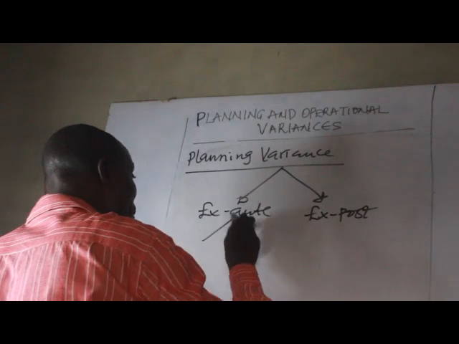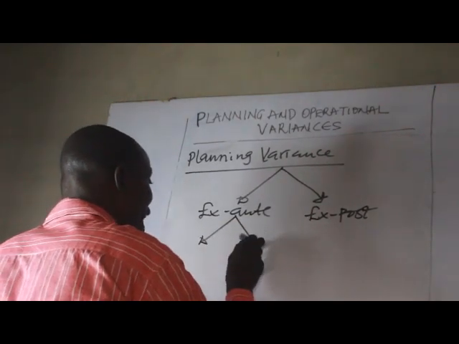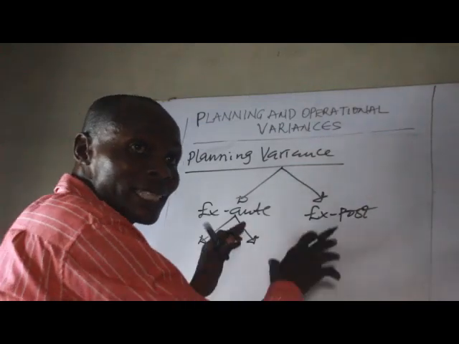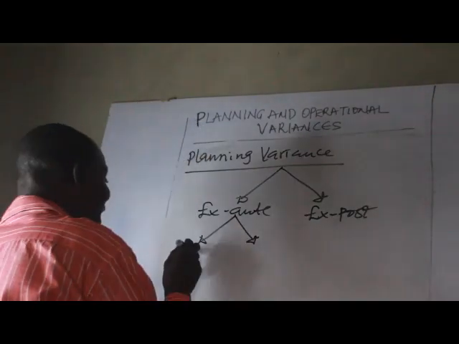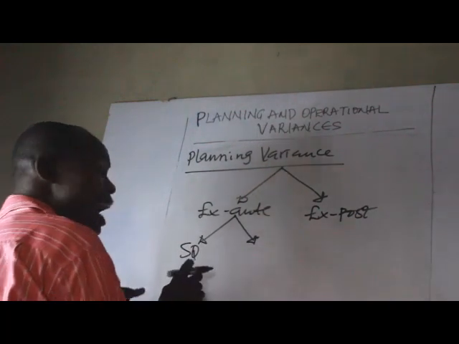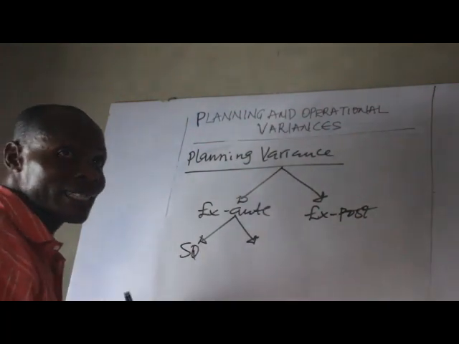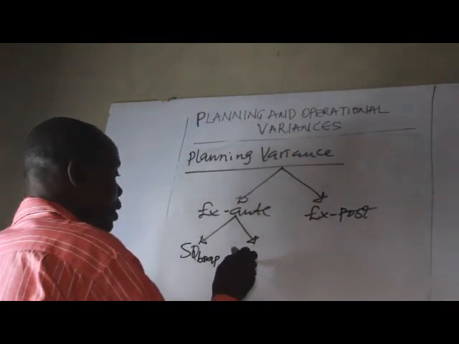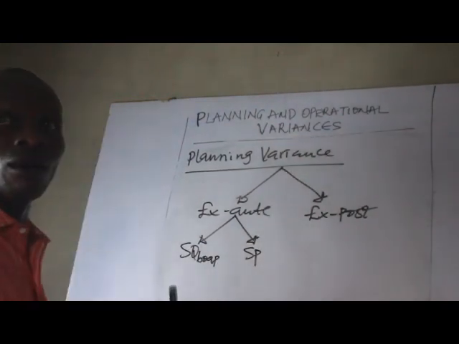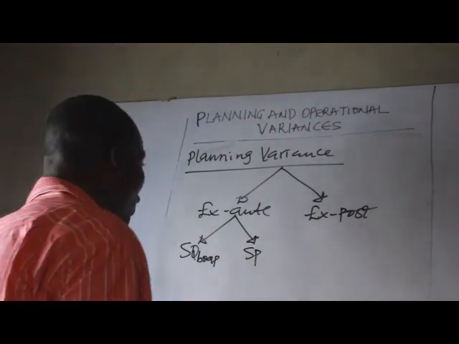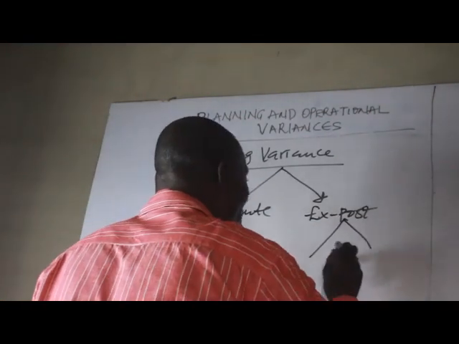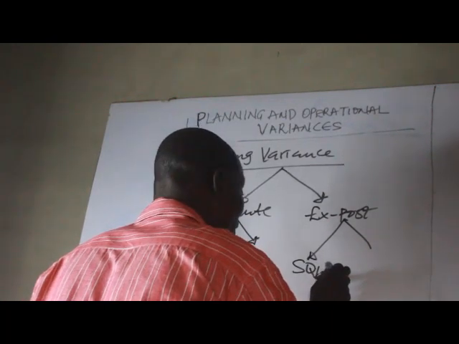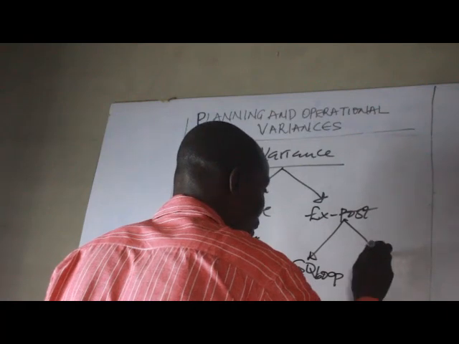Ex ante will be divided into two. Both ex ante and ex post are standards. So we have the ex ante standard quantity, and remember, I've told you that the standard quantity should always be flexed, so it is based on actual production and standard price. Ex post should equally be divided into two: ex post standard quantity based on actual production and standard price.